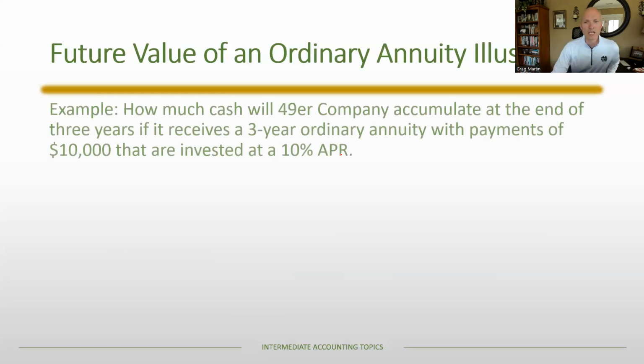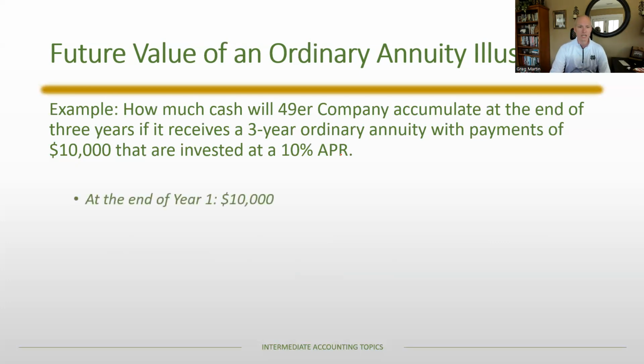All right. So how much cash will Ford Company accumulate at the end of 3 years if it receives a 3-year ordinary annuity with payments of $10,000 that are invested at 10% APR? Again, similar information to what we've been using, but now instead of a lump sum, it's an annuity, meaning that there are now 3 payments, not just 1. And so let's take a look at this.